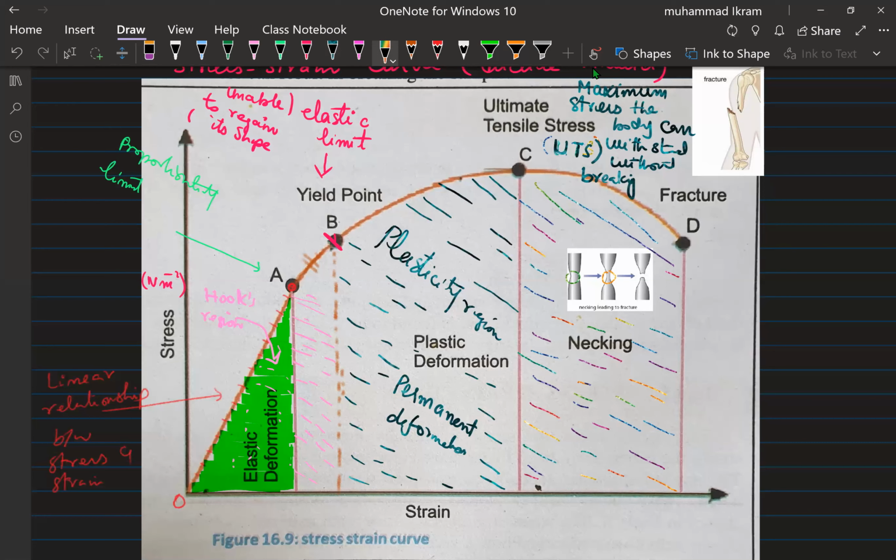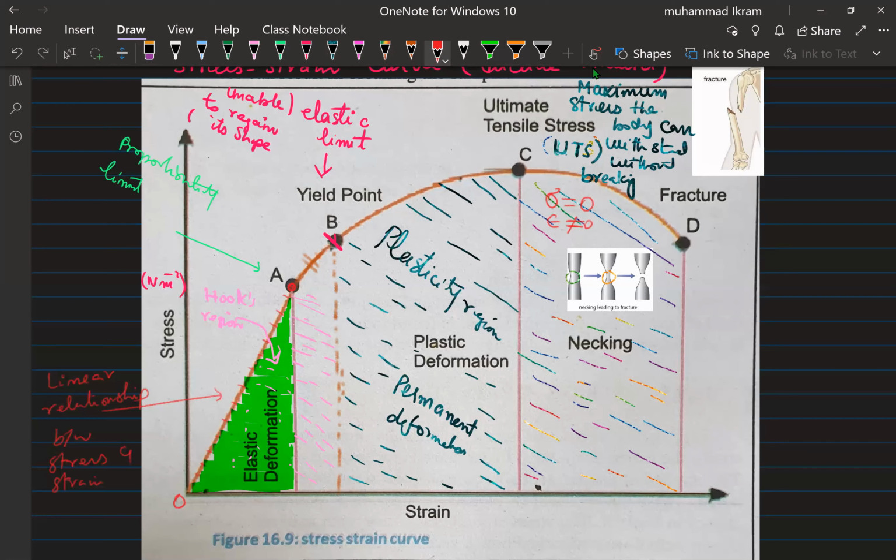For the UTS, I would like to tell you that even if you remove the deforming force, if you make the stress zero, the strain will never become zero. There will occur a permanent change, and the necking will then start.